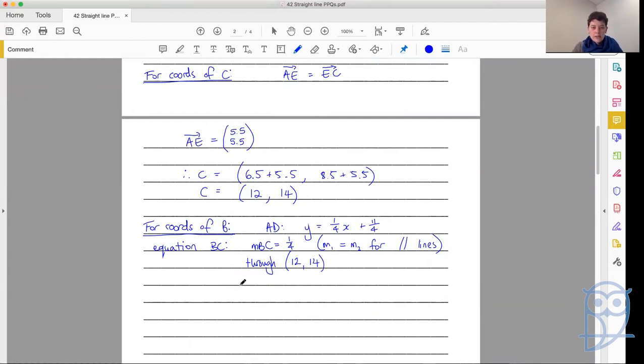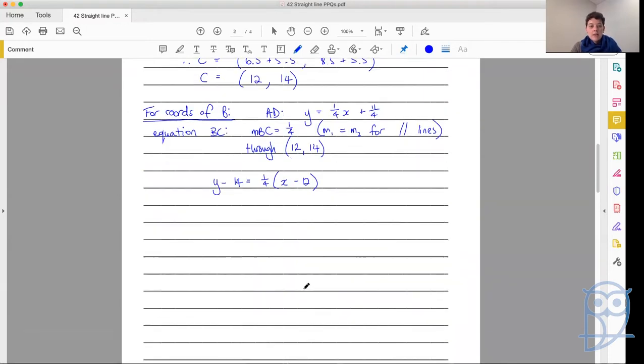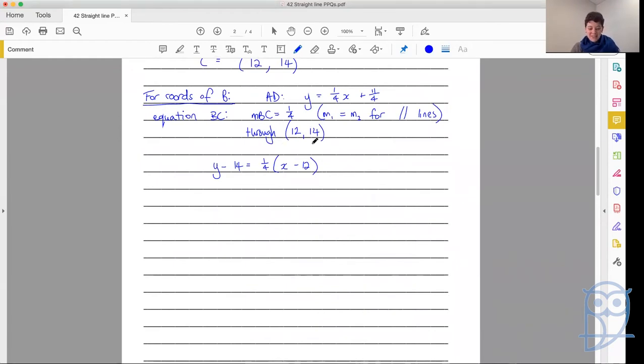So then we can go straight into y minus 14 equals 1/4 x minus 12. My personal favorite is to get rid of the fraction as soon as possible. So 4y minus 56 equals x minus 12. They haven't told us any specific format in the question, so we can do what we like. So 4y equals x plus 44.